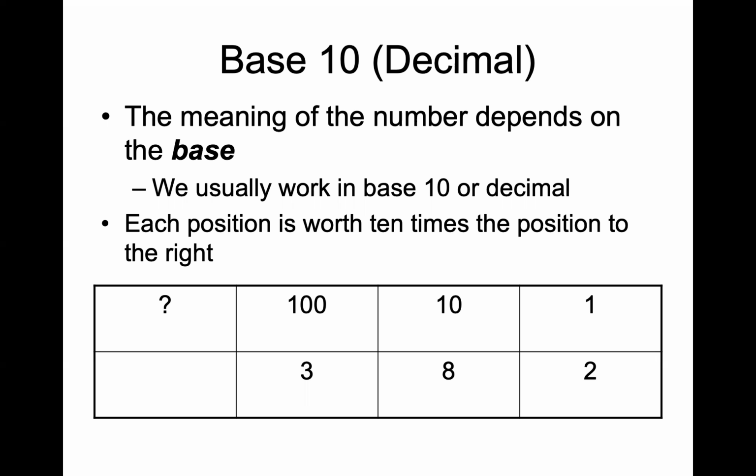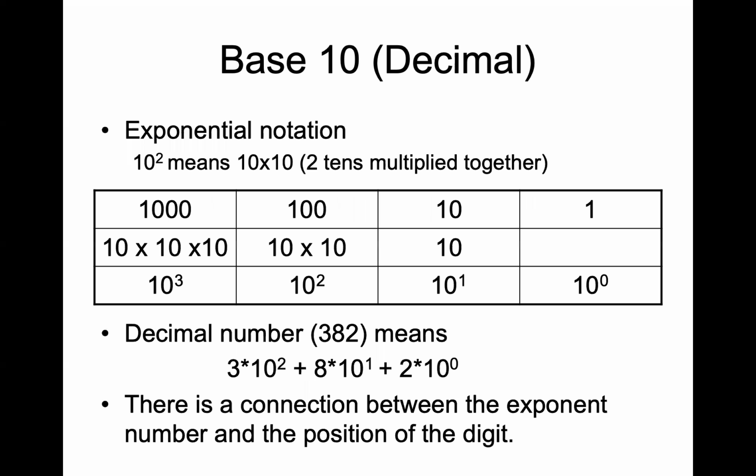So let's talk about one more thing before we finish this lecture segment, which is exponential notation. If we see 10 to the 2, we always say "to the whatever" when we use the little superscript. 10 to the 2 means 10 times 10, so there are two 10s multiplied together. Then clearly 10 to the 3 means 10 times 10 times 10, or 1,000.